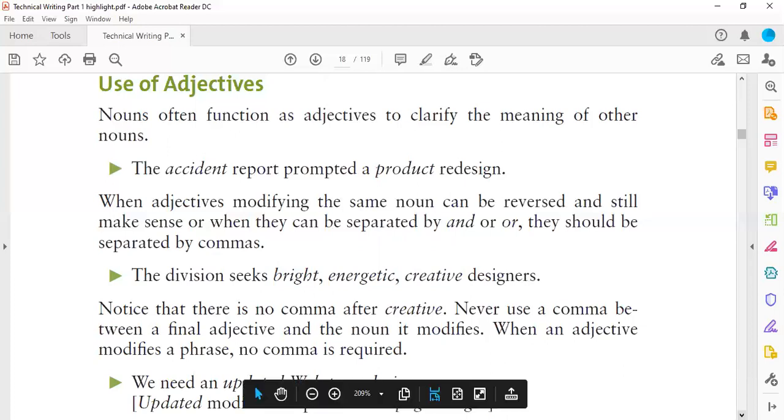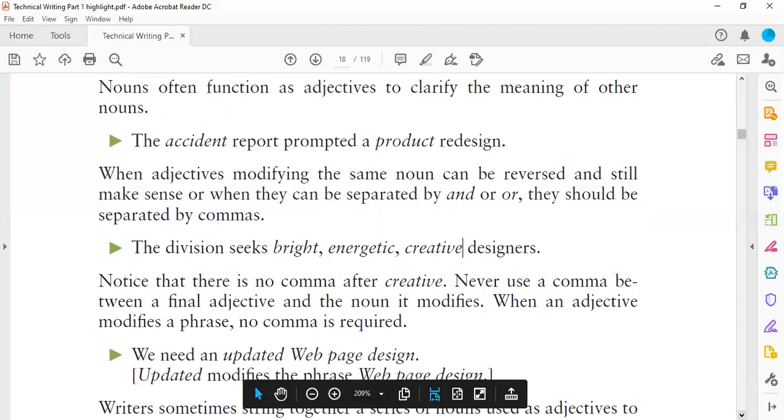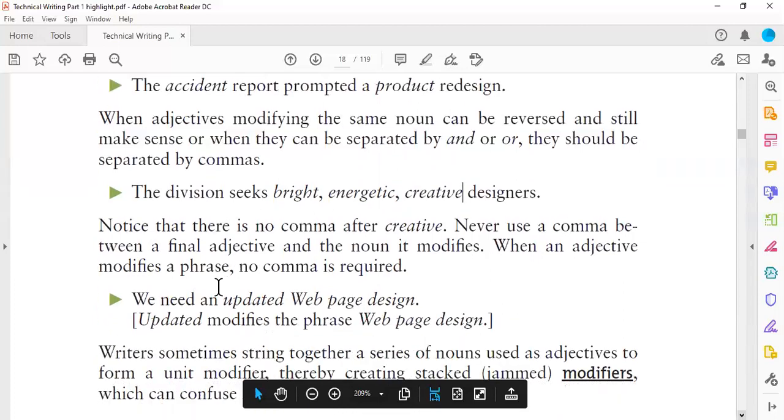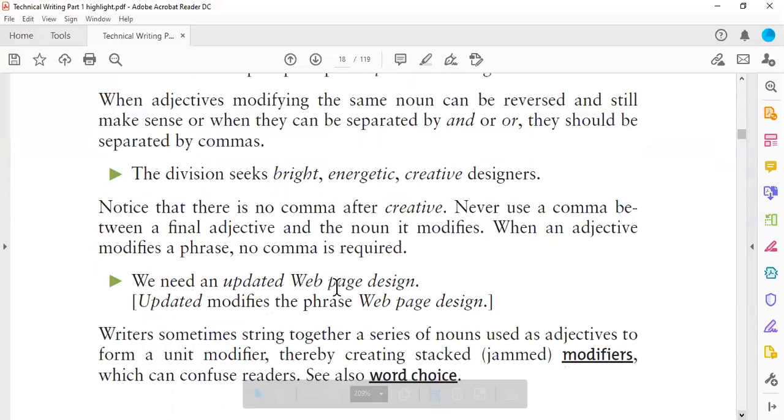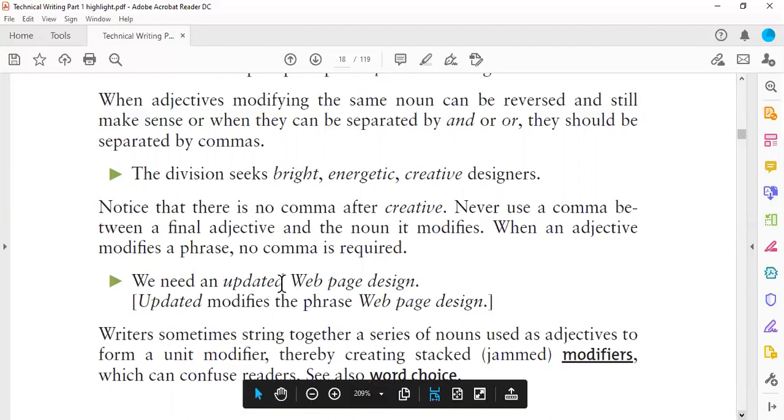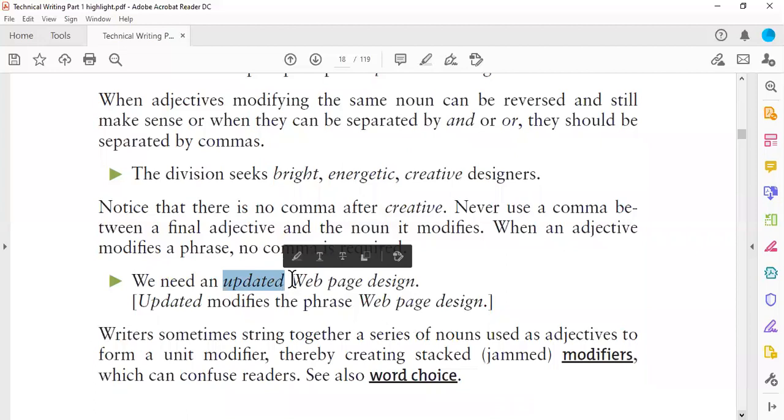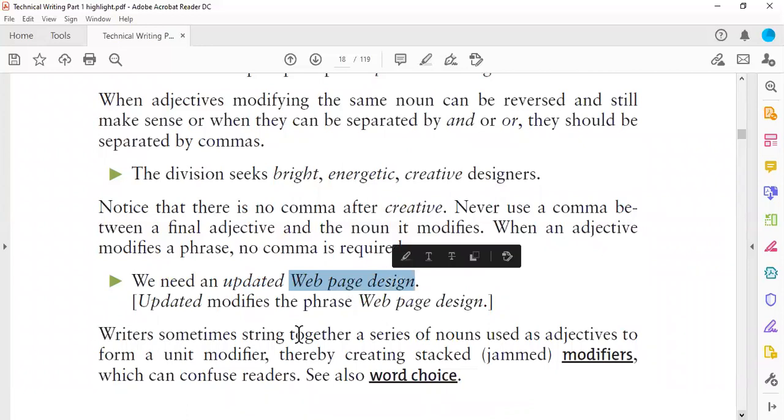When an adjective modifies a phrase, no comma is required. We need an updated web page design here. Here we don't need a comma because we have just one adjective, which is updated. Updated describes the web page design. This is a noun phrase, okay? So because we have one adjective describing the whole noun phrase, we don't need a comma. Updated modifies the phrase web page design.